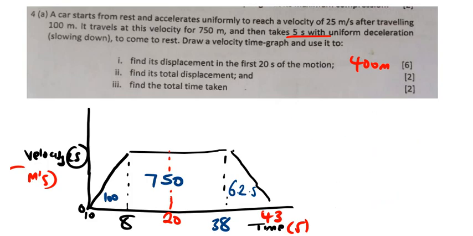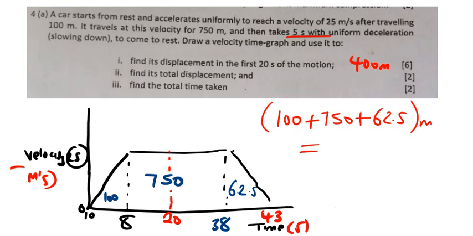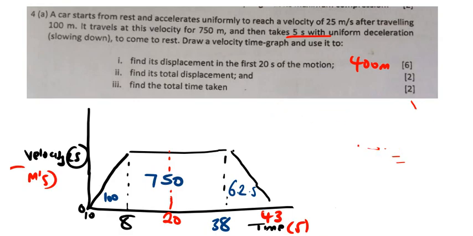Now what is the total distance? The total distance will be the 100 for the first one plus the 750 plus the 62.5 that we just found, in meters. So 100 plus 750 plus 62.5, I'm getting 912.5 meters. Basically that will be the total displacement.